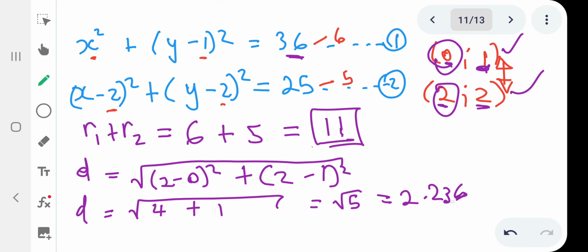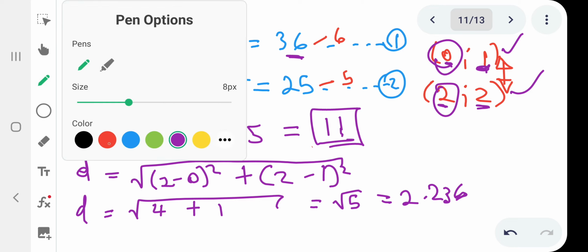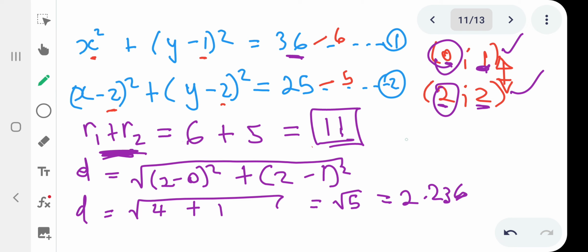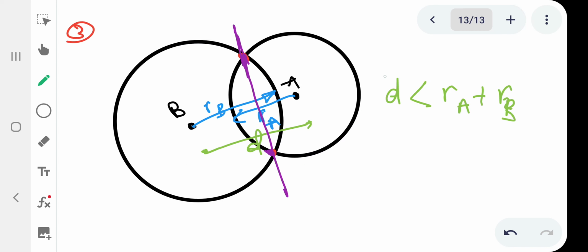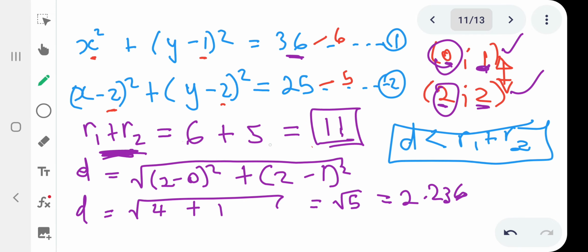So let's check: the summation of the two radii is greater than the distance, or the distance is less than the summation of the two. So which scenario is this one? Scenario number 3, whereby the distance is less than the summation of the radii of the circles. So it means the two circles intersect at two points.